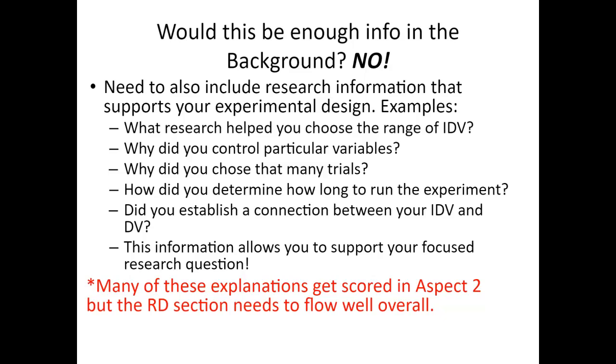Why did you choose that many trials? Did you do 5 trials, 10 trials, whatever you picked? Explain why you chose that. How did you determine how long to run the experiment? Like, we ran our experiments for 30 minutes, but maybe you're running yours for a longer length of time. But there has to be a reason why you picked that. Explain that, justify that. Make sure you establish a connection between your independent variable and your dependent variable. That's very important. And then we're just trying to make sure we're supporting our fully focused research question.